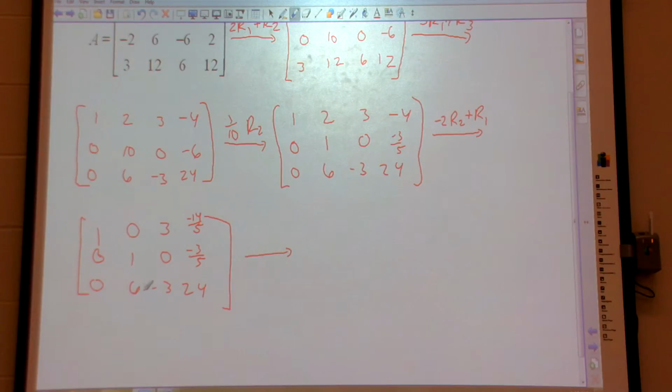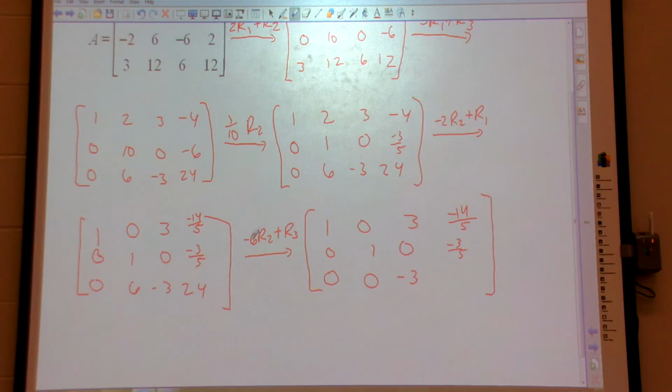Keep working in this column. I need to make this be a 0. So what do I do? R2 plus R3. The first 2 rows stay the same. This becomes 0. 0. This is still negative 3, correct? Yes, no? And this will become what? So negative 6 times negative 3 fifths, add 24.